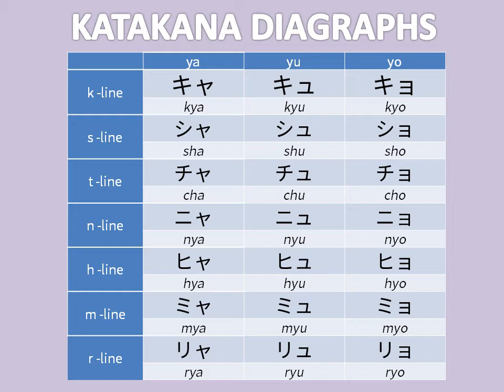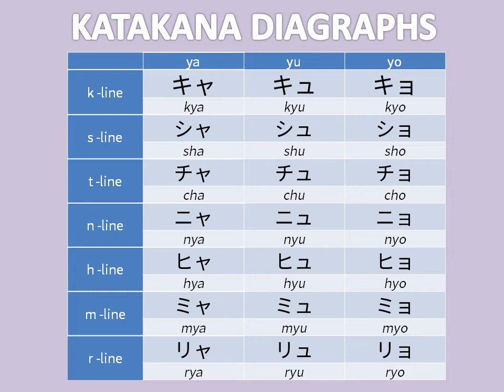Similarly, in the sa line, shi and ya becomes sha, shi and yu becomes shu, shi and yo becomes sho. Then the ta line, chi and ya becomes cha, chi and yu becomes chu, chi and yo becomes cho. Now you might be thinking that in the sa line and ta line the ya sound is missing, but that is how the convention is. So it's not shya, rather it is sha.